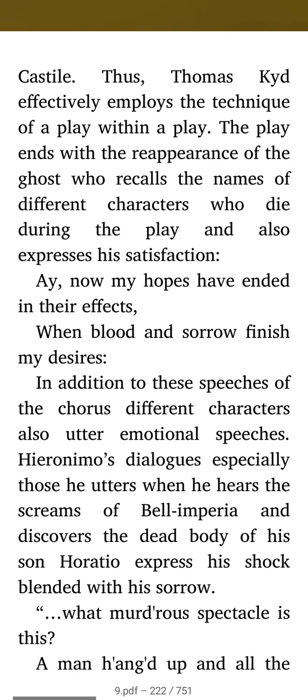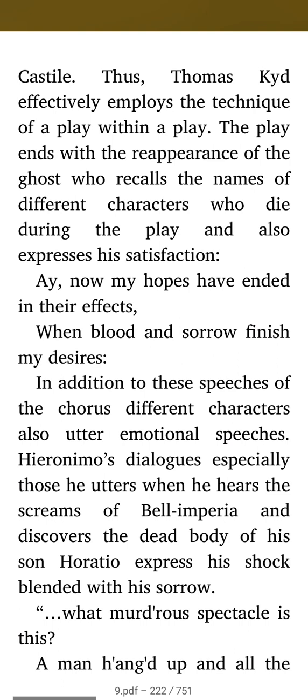Now my hopes have ended in their effects, when blood and sorrow finish my desires.